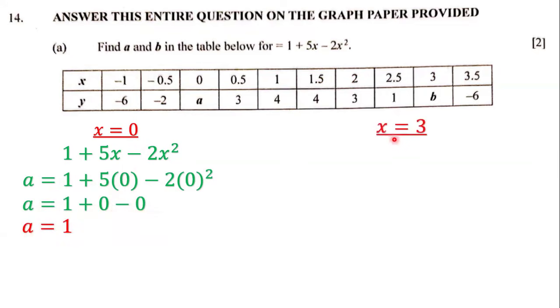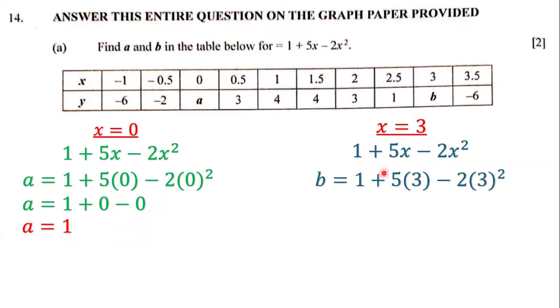Next, we have x is equal to 3. Because for b, we have to figure out the value for b. And so in this case, x is equal to 3, so we substitute 3 into this equation. So we have 1 plus 5 times 3 minus 2 times 3 squared.